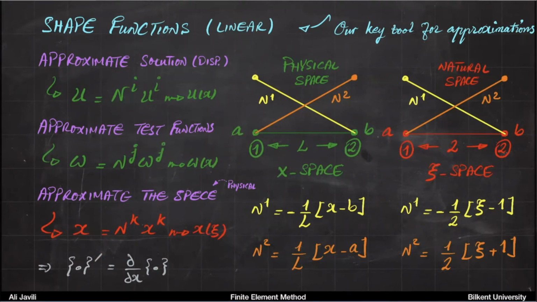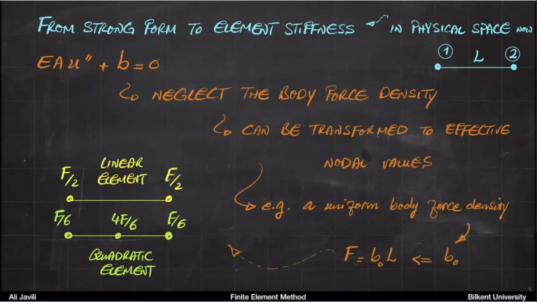All right, so this is how you use shape functions. And what I want to do now is to go from strong form to element stiffness. And we do it in physical space now, and then we come to natural space later. But this is the procedure that we did over and over again, basically in little pieces throughout the semester. Now I want to go from the beginning to end in one shot.